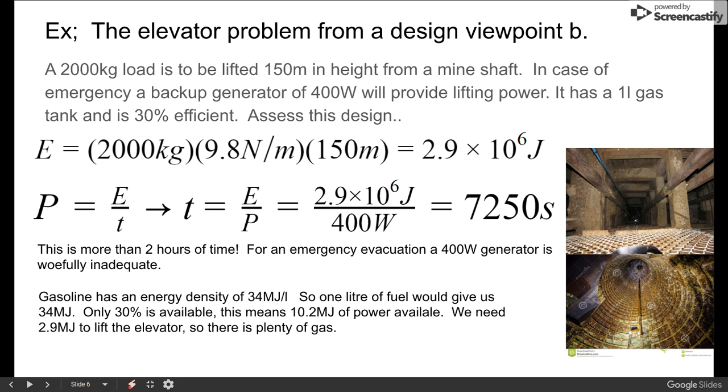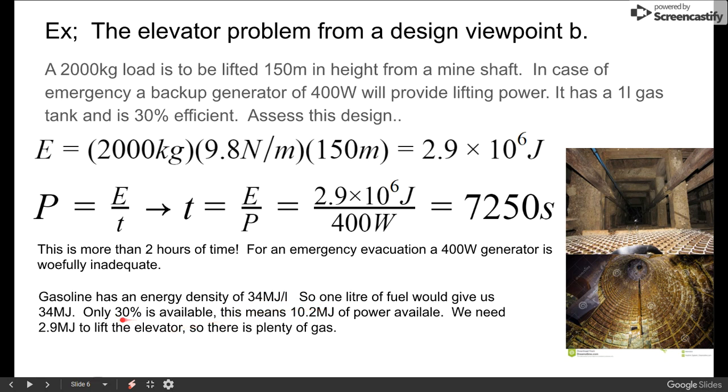So a single liter of gasoline would give us 34 megajoules, but only 30% of it is available, right? Because I said 30% efficiency. This means when you multiply that by 0.3, you get 10.2 megajoules of energy available. We need 2.9 megajoules to lift the elevator, right? So you've got plenty of gasoline. That 1 liter is good. However, you need roughly 3 versus 10.